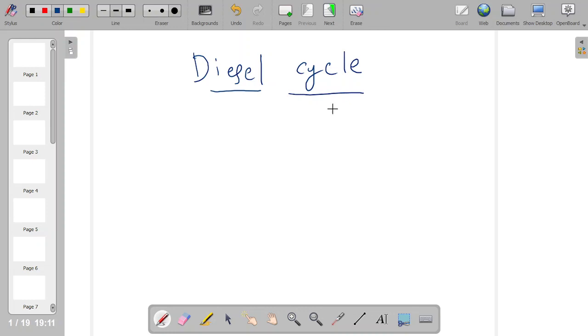Now first we have to identify the difference between the Otto cycle and the diesel cycle, and this derivation will be a little bit complicated compared to the Otto cycle. First we have to identify the four processes, just like the Otto cycle. What will be the first process? Is there any difference in the first process of the Otto cycle and the diesel cycle? No. It starts with compression.